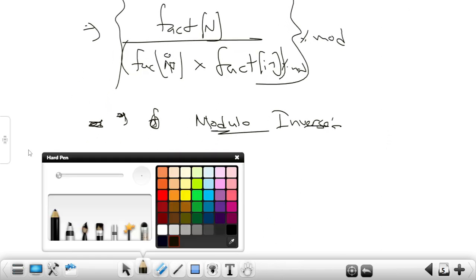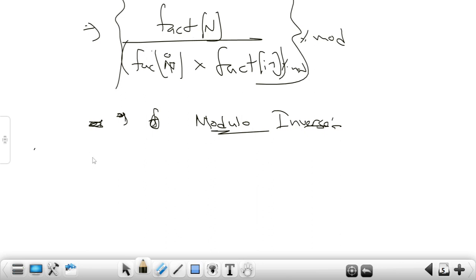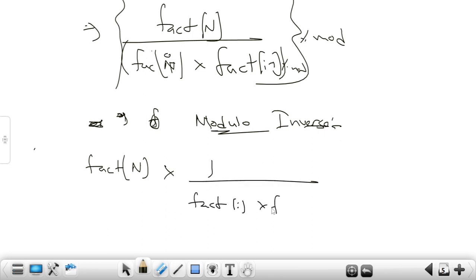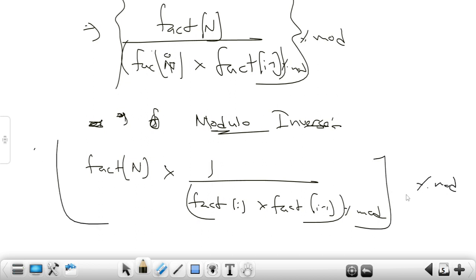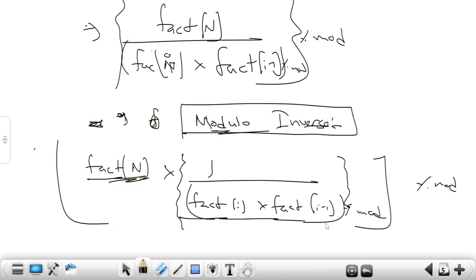Now I can rewrite the same expression as factorial of n multiplied by 1 divided by factorial of i into factorial of n minus i, mod. This will be efficient, because the numerator was smaller than the denominator, so I first calculate this value and after that multiply with this. This is how I am going to solve the problem. Now the question is how to calculate the modulo inverse here.